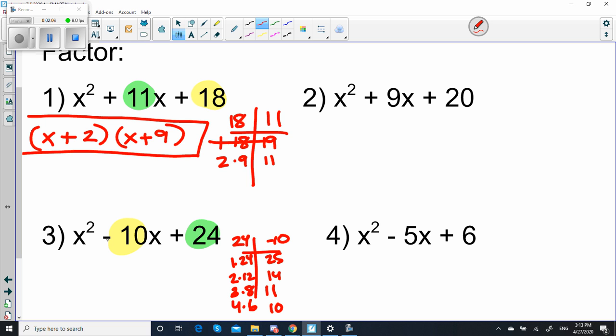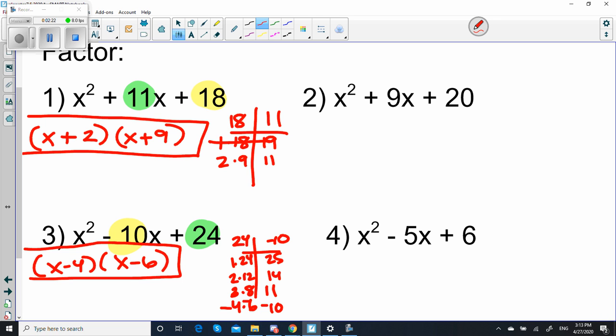Plus on the C and the negative is in the B. That means that both of these are negative. So if I add -4 and -6, that gives me -10. So when I go to factor it, that would be x minus 4 and x minus 6. So again, I'd like you to pause and try number 4 and number 2 if you haven't already, and then I'll go ahead and do them real quick.